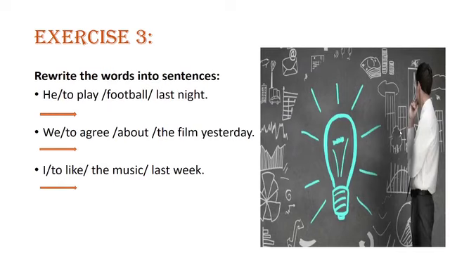Now look guys, you have 3 sentences. They are words between slashes. You are going to rewrite these words into a sentence. But remember, the order is there. You don't have to move any word. So you start with the subject he, and then you put the verb to play into simple past, and then you add football last night. You don't change anything. Look at the first one, and then I will let you do the 2 last sentences on your own. So let's see number 1.